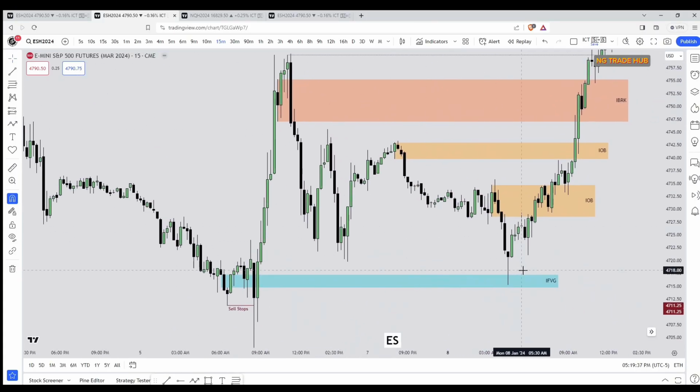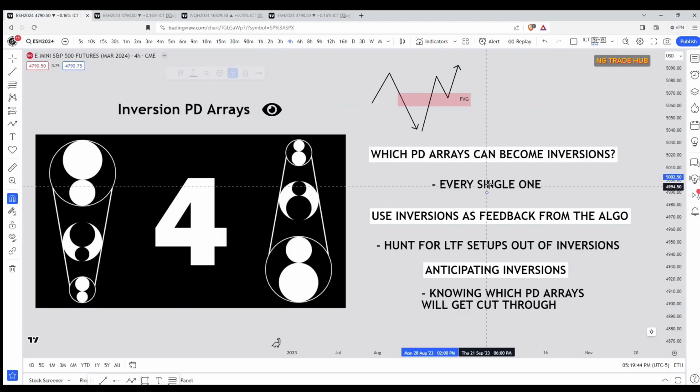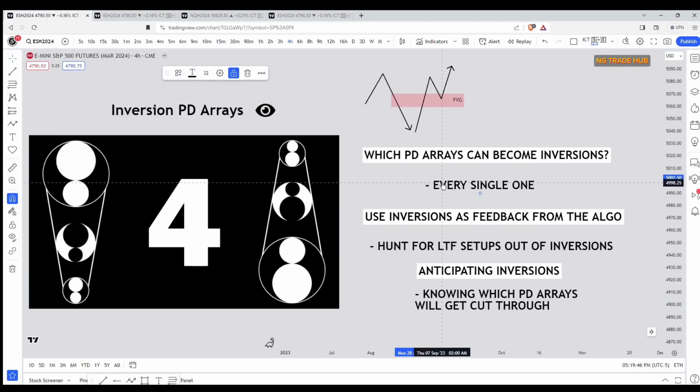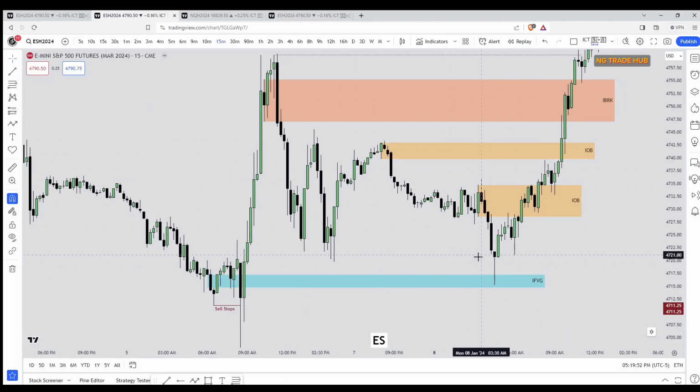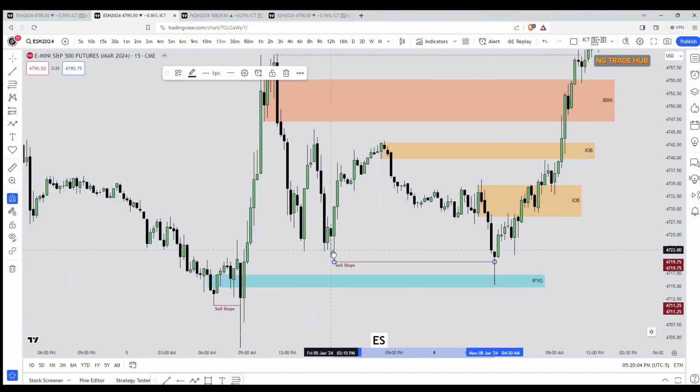When price returns back to bearish fair value gaps, bearish order blocks, bearish breaker blocks, these things can act as inversions. You can potentially hunt for lower time frame setups out of them. So when price returns to this inversion fair value gap, that's an area where the algorithm can reprice back to and then expand away from. So it tapped into it, started to expand away. It also engaged the liquidity beneath this previous low. So when I see it take out the sell stops, trade into the inversion fair value gap, it's supporting price, and then it starts to expand back higher.